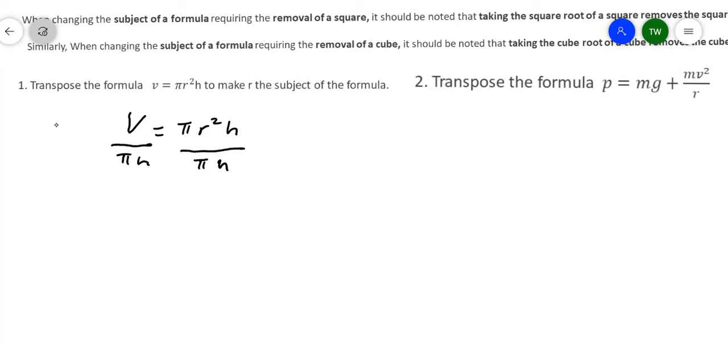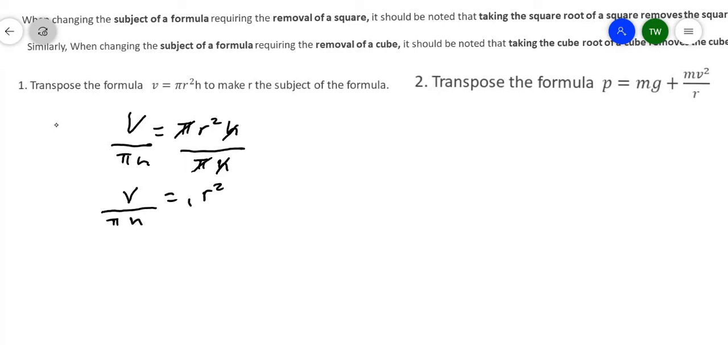Now clearly here, pi will cancel out pi, and h in the numerator will cancel out h in the denominator. So on the right, what we're left with is r squared. And over here, we'll just write back what we have, which is v all over pi h. Now, we don't want r squared to be the subject. We want r to be the subject. So we need to transfer the square to the other side of the formula. How can we do that? By taking the square root of both sides.